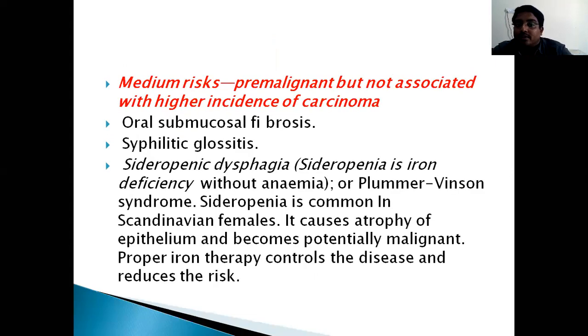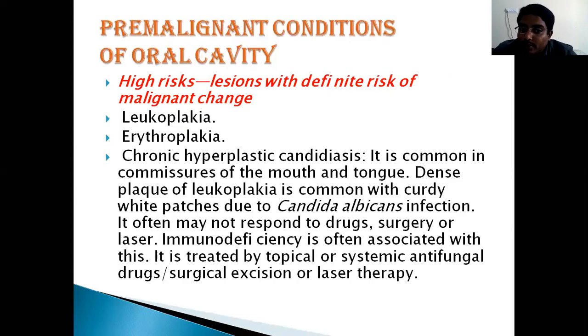What are the high risks? Leukoplakia, erythroplakia, and chronic hyperplastic candidiasis. These are the high risk. You can divide into three types: high, medium, and equivocal. High are leukoplakia, erythroplakia, and chronic hyperplastic candidiasis.